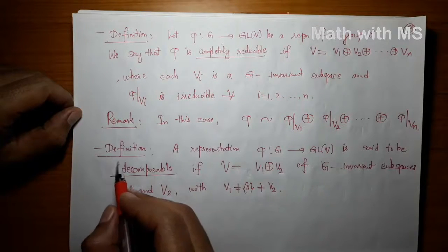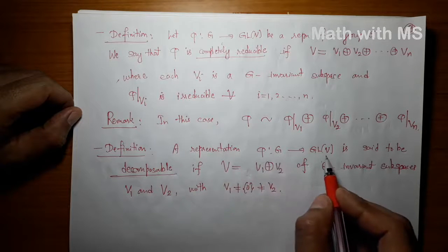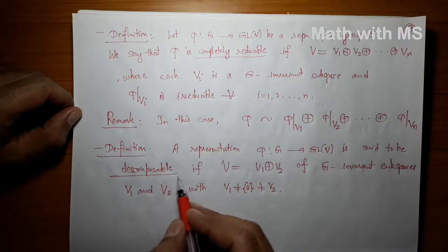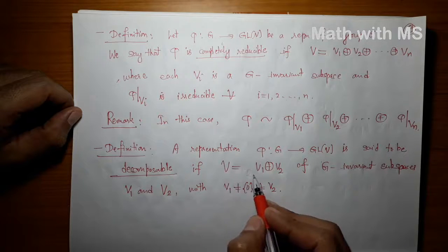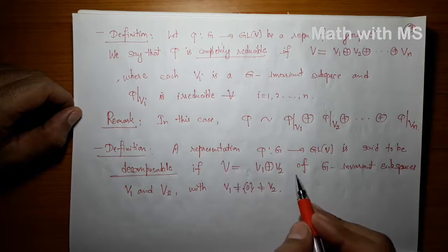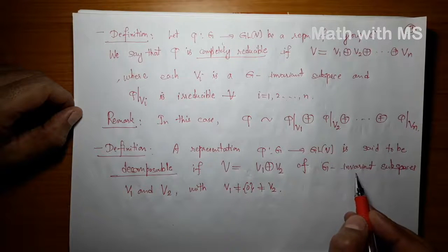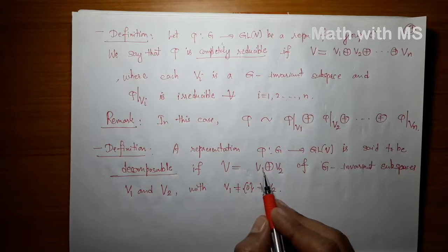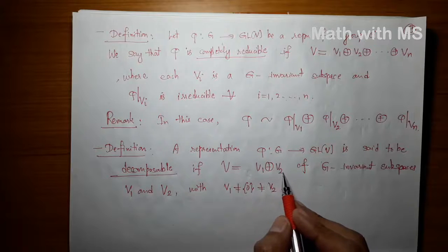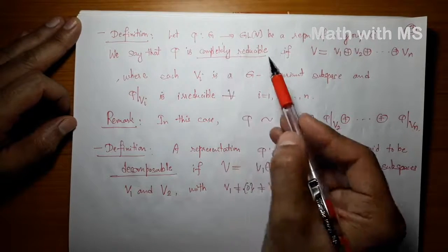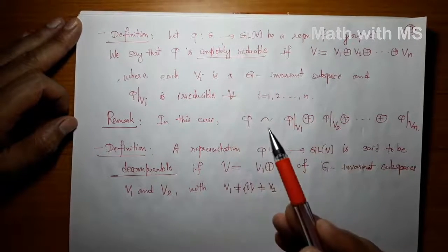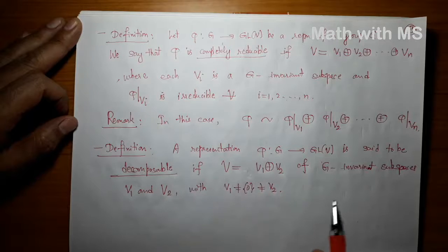Let's give one more definition. A representation phi from G to GL(V) is said to be decomposable if I can decompose my representation space V as a direct sum of two non-zero G-invariant subspaces. Okay, so I want both the components to be non-zero, therefore both of them are actually proper because it's a direct sum. Alright, so let's see the relation between irreducibility, complete reducibility, and decomposability.